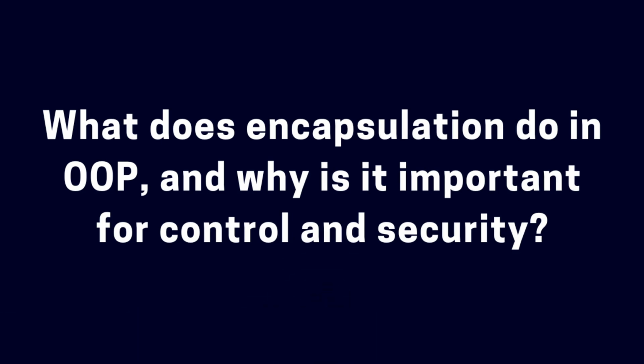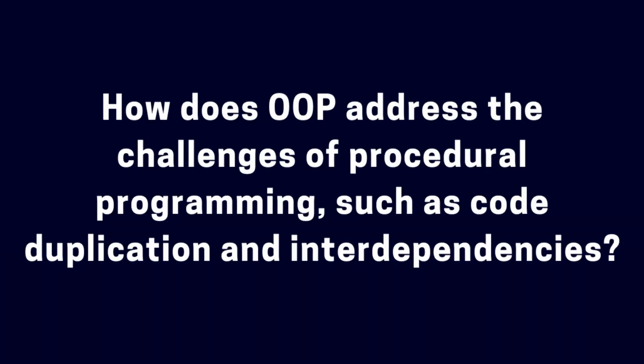Encapsulation in OOP bundles data and the methods that work on it into a single unit called an object, and it restricts direct access to the data. This is important for control and security because it ensures that data is only modified in controlled ways, reducing errors and preventing unintended interference. How does OOP address the challenges of procedural programming, such as code duplication and interdependencies?